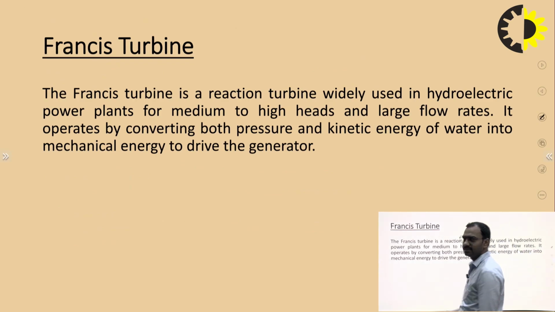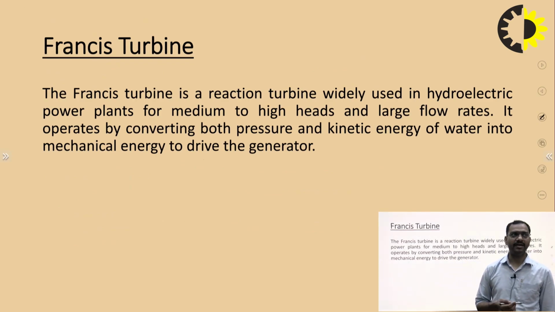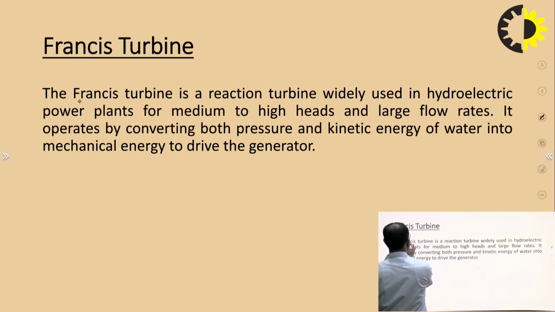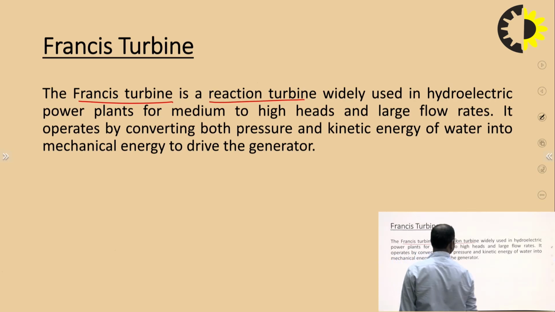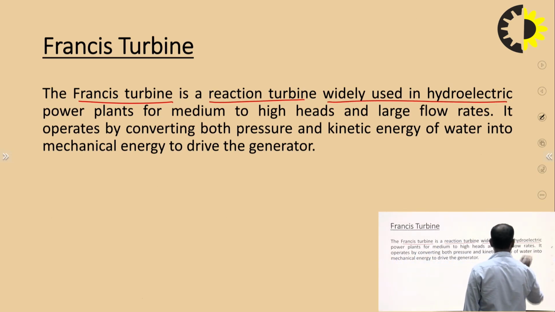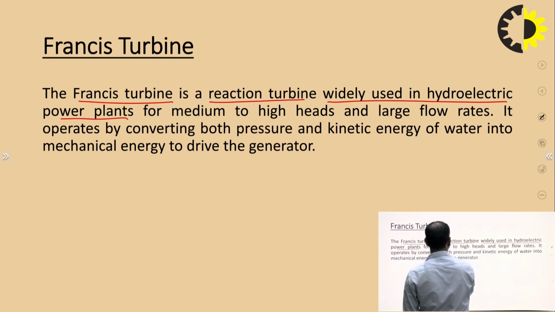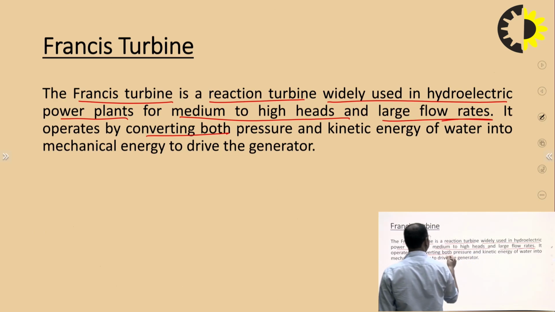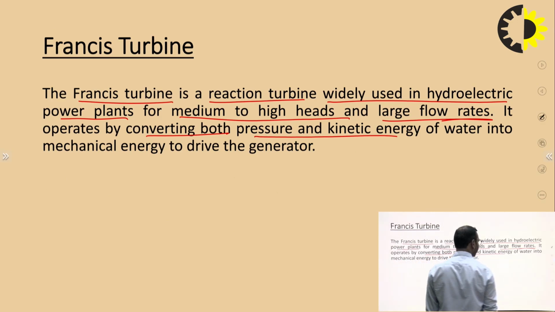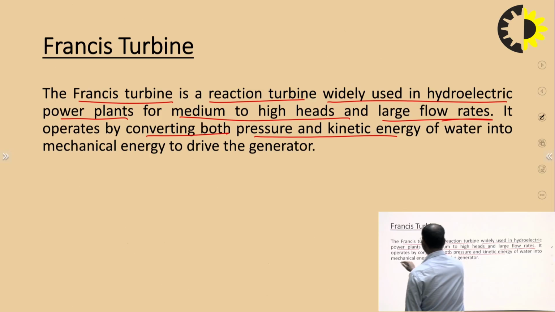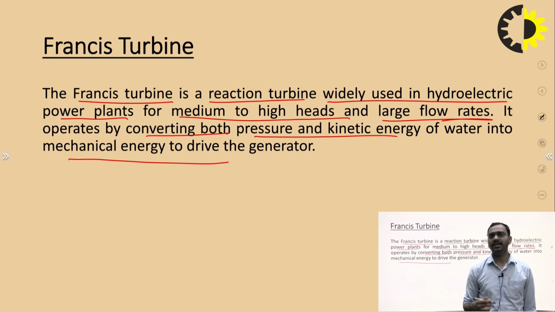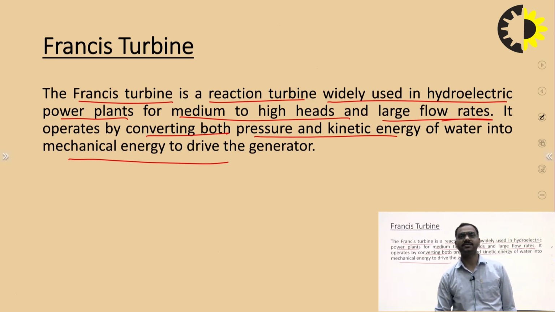Now I will discuss the second type of turbine, and it is Francis turbine. So what is Francis turbine? Basically, Francis turbine is a reaction turbine widely used in hydroelectric power plants for medium to high head and large flow rates. It operates by converting both pressure and kinetic energy of water into mechanical energy to drive the generator, because Francis turbine is one type of reaction turbine.